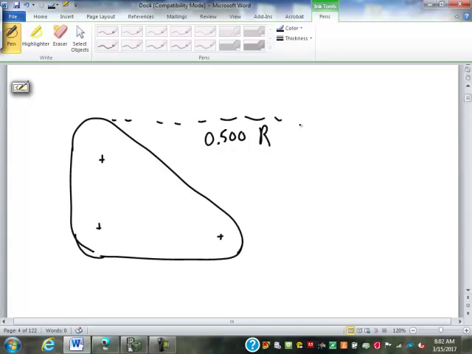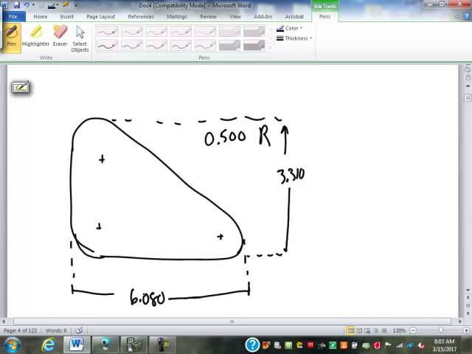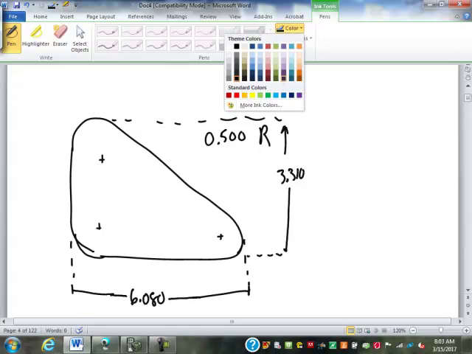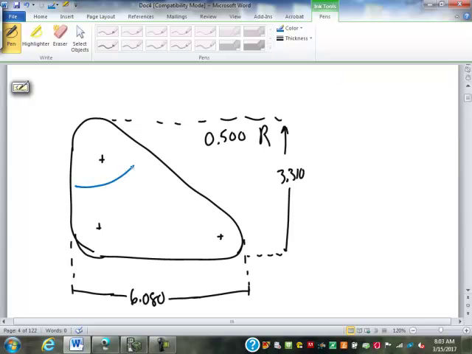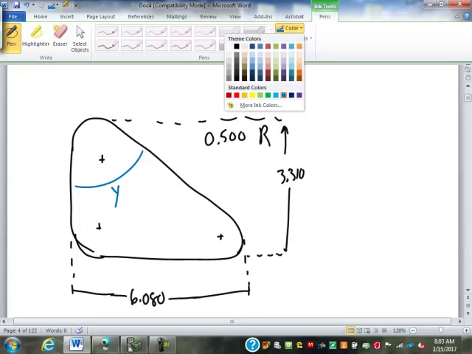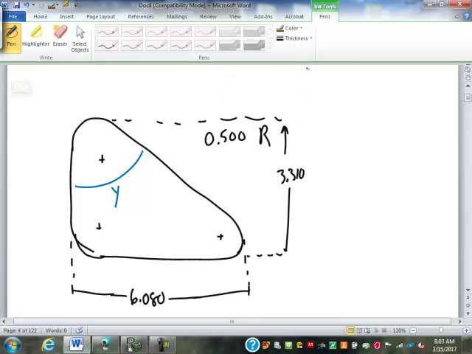From here down is giving us 3.31. And across here is giving us 6.080. They want to find this angle here. To find that angle, I would look at this as being a big right triangle.